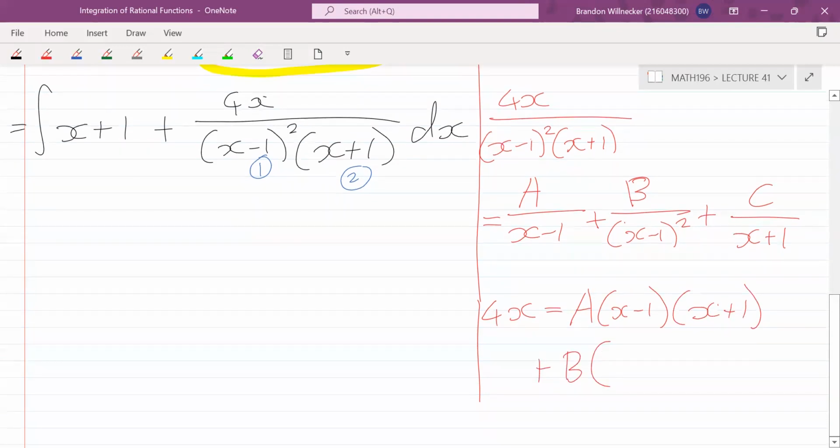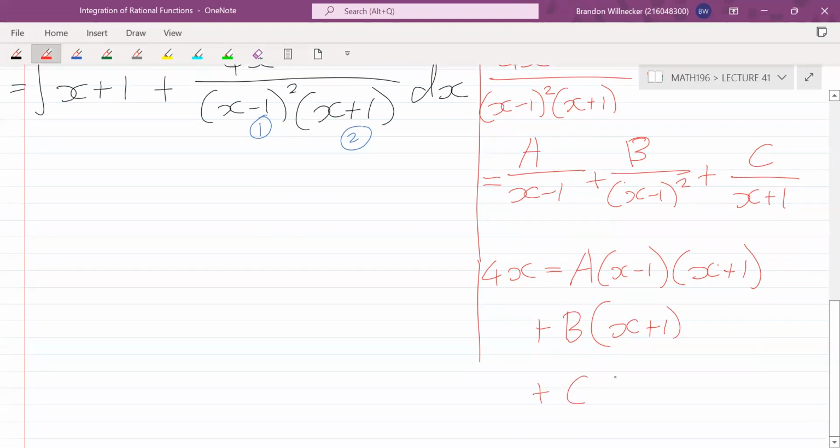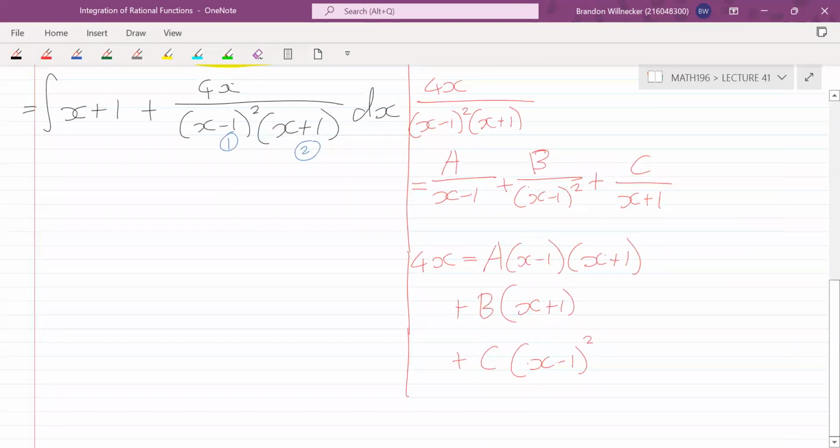Plus b, the denominator of the b term is x minus 1 squared, so that cancels. So we're just left with an x plus 1. And finally, for c, the denominator of c is x plus 1, so that gets cancelled when we multiply through. So we're just left with the x minus 1 squared. Okay, so we're left with this. So what we can do now is generate three equations by letting x take on several values.